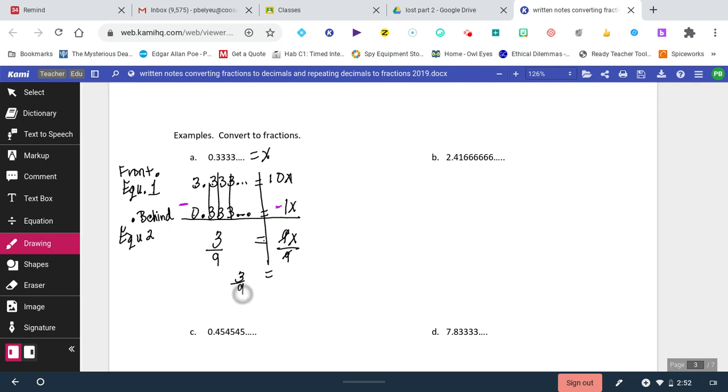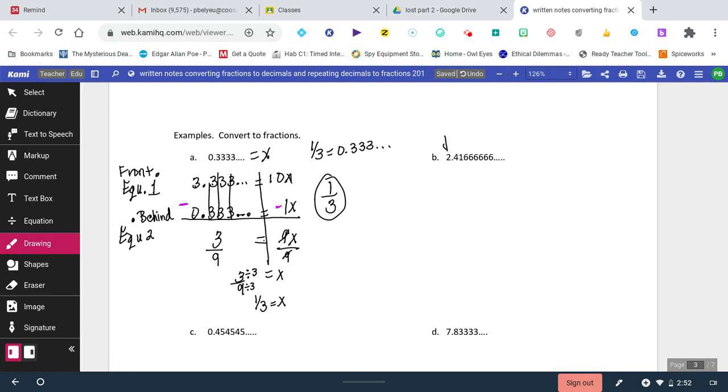So I have 3/9 is equal to x. Now I want to simplify, so I can divide both of these by 3. So 1/3 is the x. Basically, 1/3 is this repeating decimal. So my answer, when it says convert to a fraction, is simply 1/3. It's a simplified fraction.